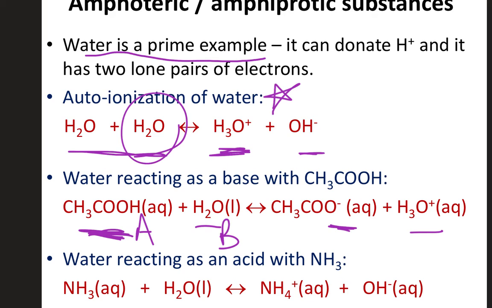Now let's talk about how ammonia becomes ammonium. In order for this to happen, we have to gain a hydrogen. So one of the water hydrogens is going over to the ammonia side. So now water is the proton donor, making it the acid, where the ammonia is becoming the acceptor, making it the base.